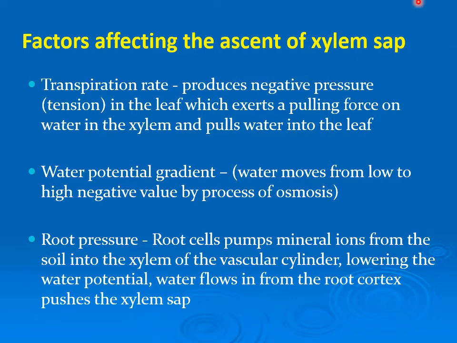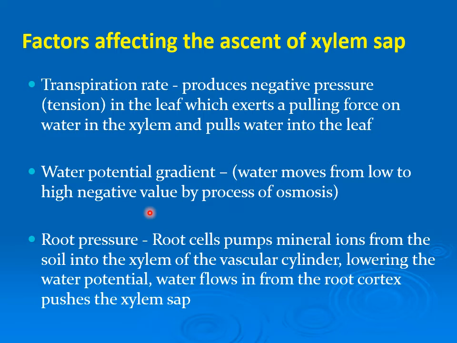Ascent means how it carries up. One is transpiration rate. Very important. Transpiration means water loss. Where does it occur? At the leaf. So these are the important factors that produce negative pressure in the leaf that will exert a pulling force on the water in the xylem, and it will pull the water into the leaf.